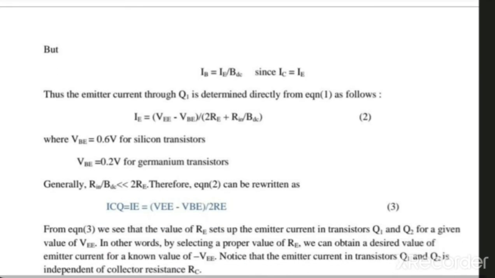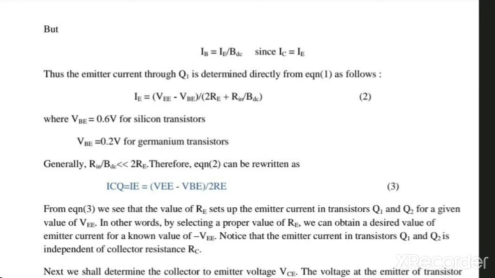But IB is equal to IE upon beta DC. Here beta is written as B. Now the equation becomes IE is equal to VEE minus VBE divided by 2RE plus R input divided by BDC.